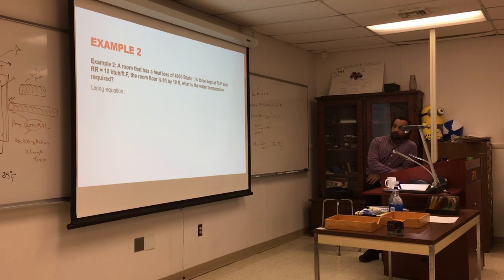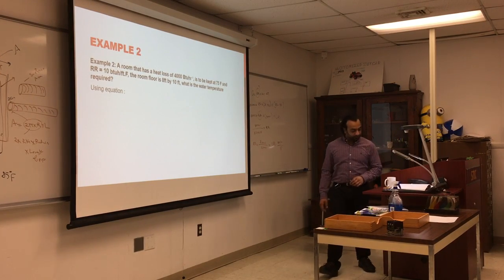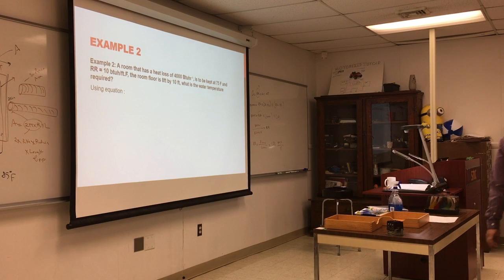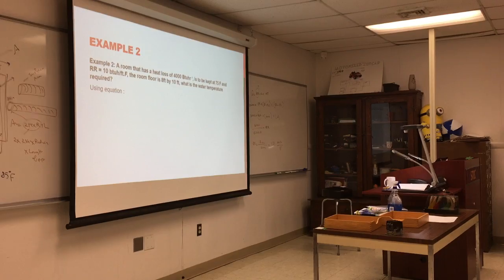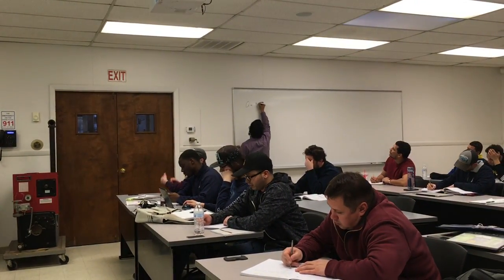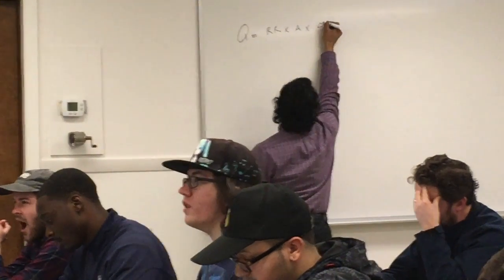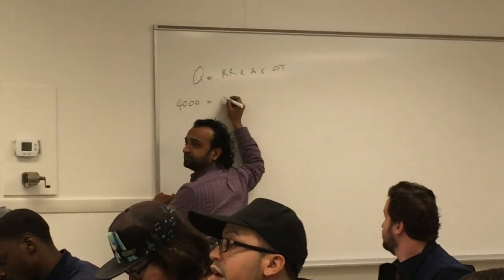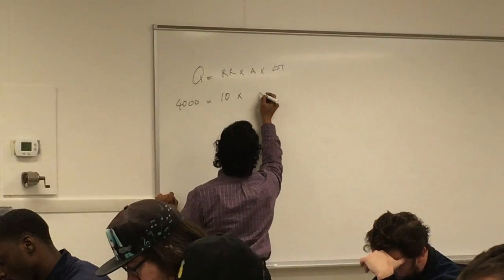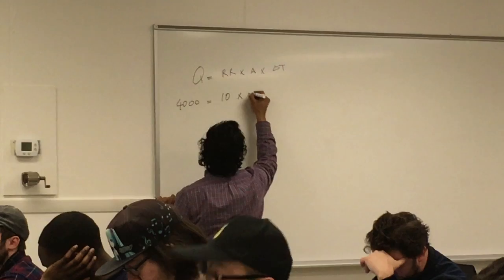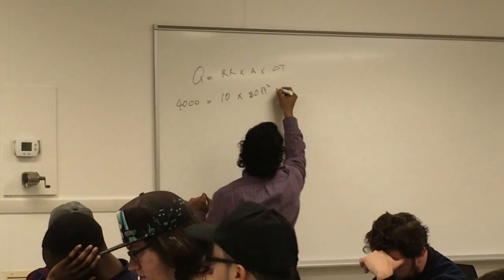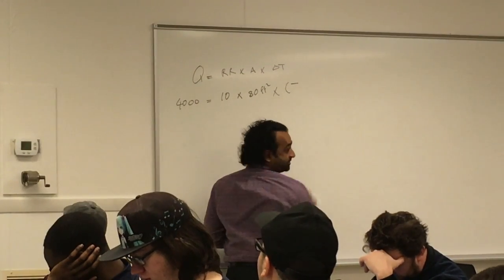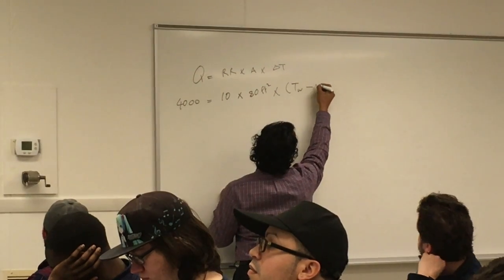Let's look at the steps. I'll space it out a little bit, and write the same equation again. Okay, what do I have? Your Q is 4,000. Radiation rate, 10 BTU. Area, 80. What is the temperature difference? The water temperature, which is going to be higher than the room, so temperature of the water minus temperature of the room.